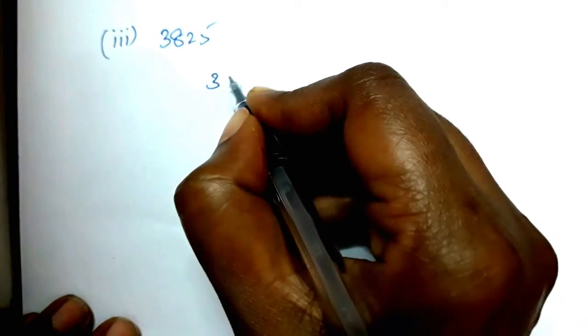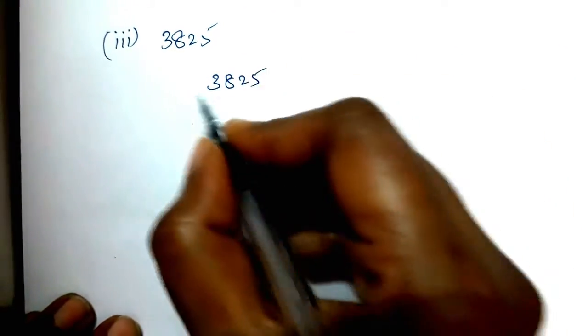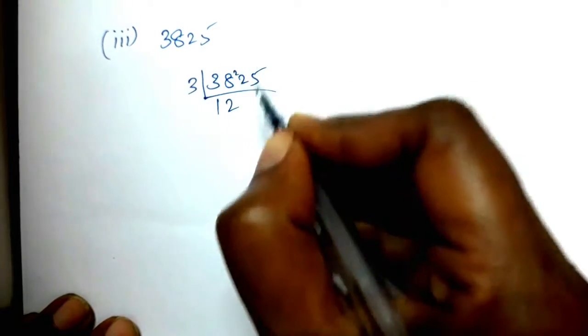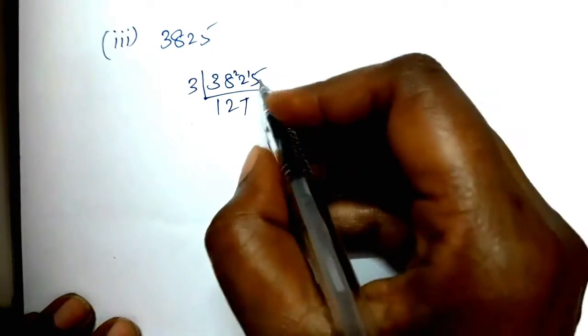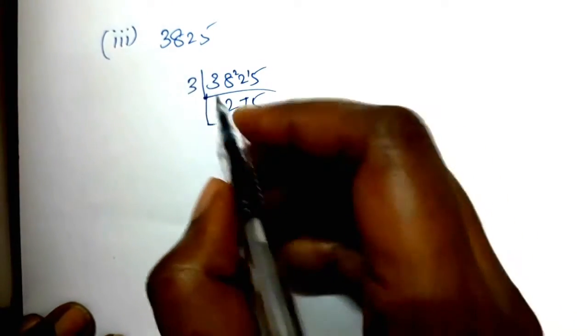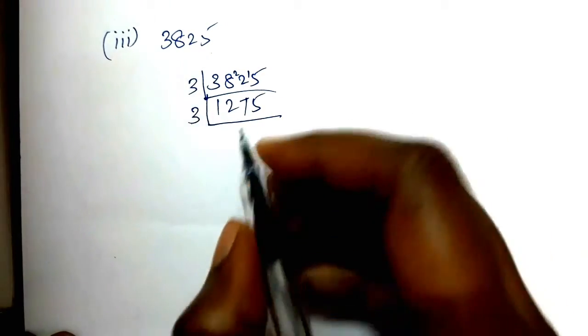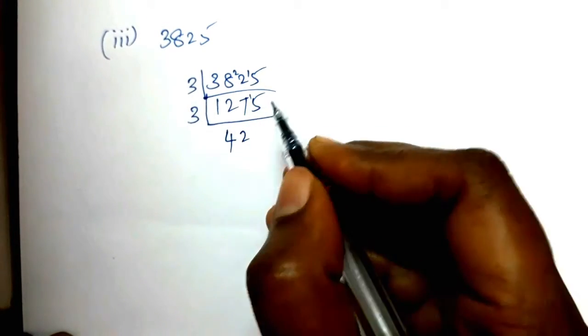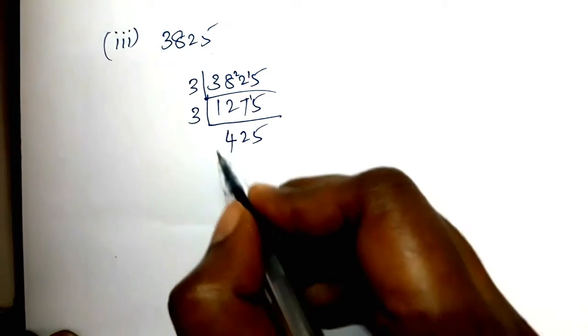Move on to the next question: 3825. It is not an even number. So next least prime number, 3. So 1 3s are 3, 2 3s are 6, remaining 2, 7 3s are 21, put 1 here, 5 3s are 15. Again the sum of the digits is a multiple of 3, so we divide by 3. 4 3s are 12, 2 3s are 6, remaining 1, 5 3s are 15.